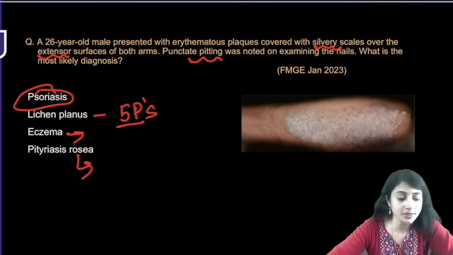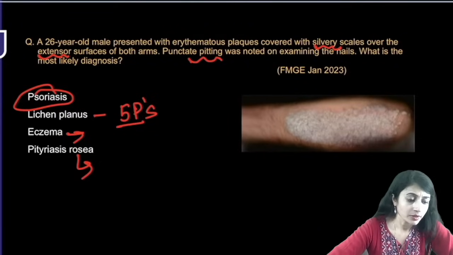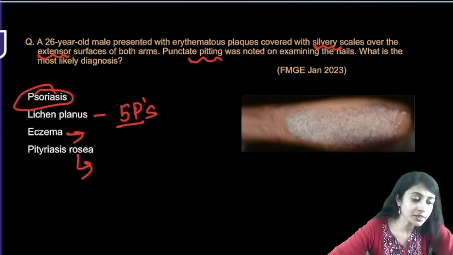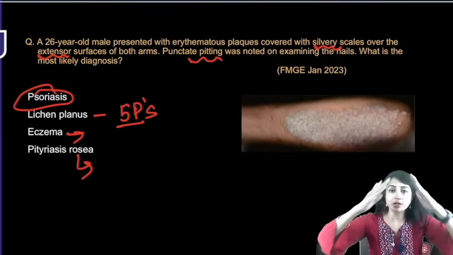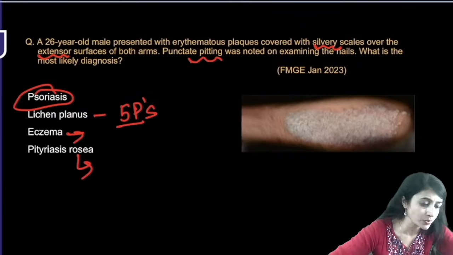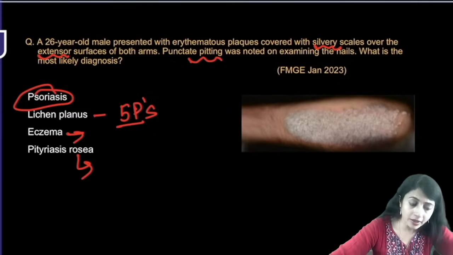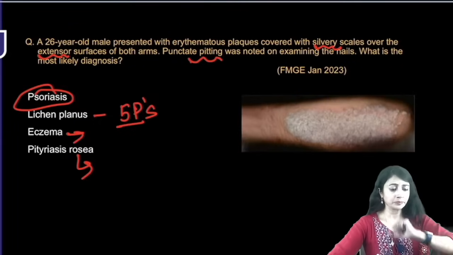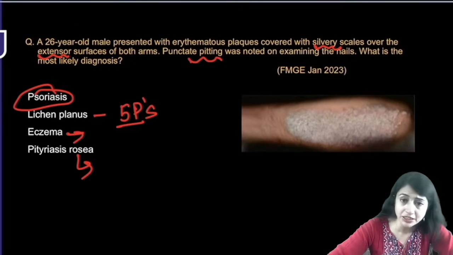I'll wait for your answers. I'm sure you know it. Yes, it is Christmas tree pattern. Christmas tree pattern is the arrangement of lesions that you see in pityriasis rosea. Absolutely right. Herald patch is the first lesion that you see.